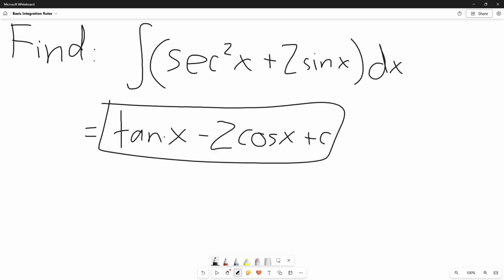So secant squared x becomes tan x, sine x becomes cosine x, and the 2 stays, and there's a negative because sine becomes negative cosine, plus c. And that's our final answer.